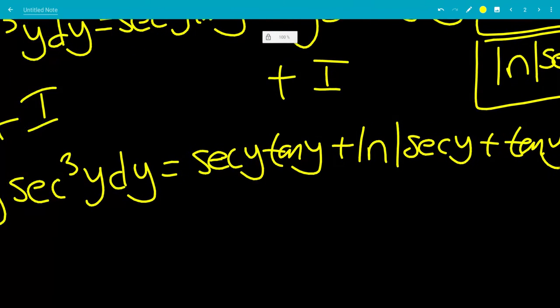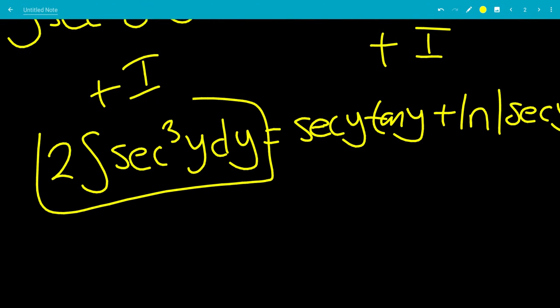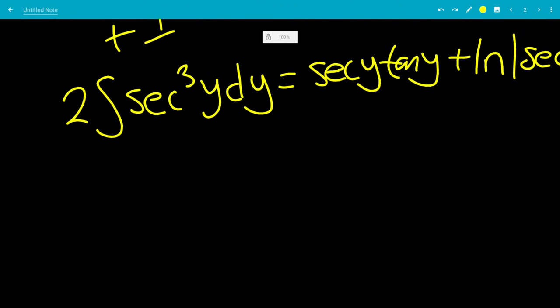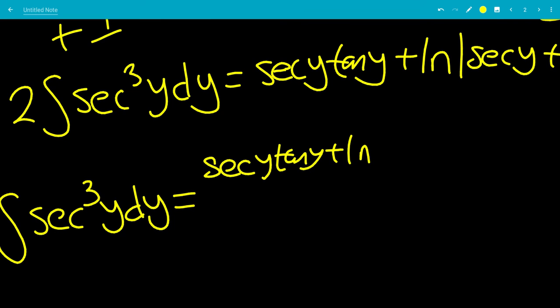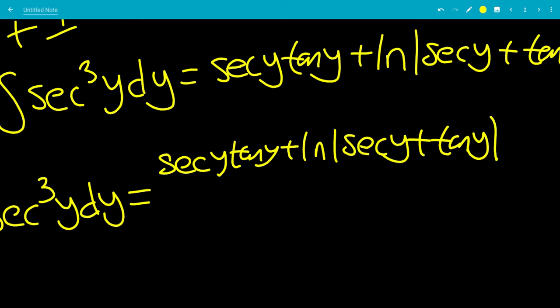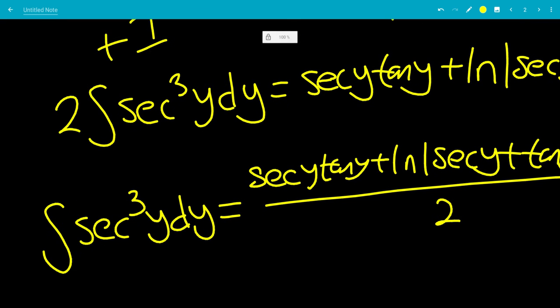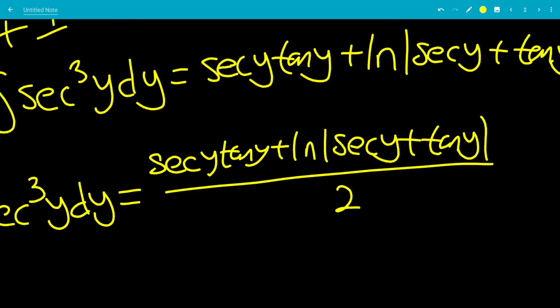Okay, but that's 2 times this integral. So how do we get the original integral? We have to divide by 2, obviously. So the integral of secant cubed y dy is secant y tangent y plus ln absolute value of secant y plus tangent y, all over 2. Okay. So what's funny about this is secant y tangent y is the derivative of secant y, and this is the integral of secant y. So that's a fun fact.